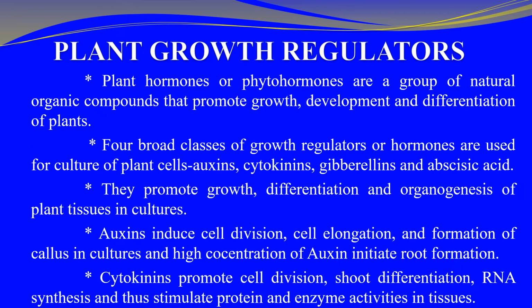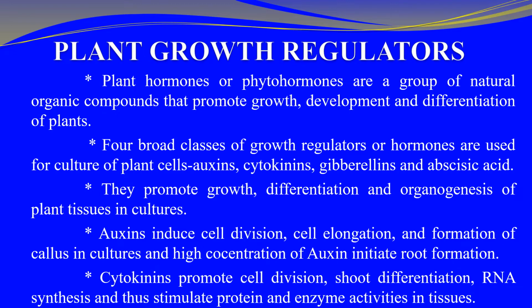Next one is plant growth regulators. The plant growth regulators, or phytohormones, are important to promote the growth, development and differentiation of plants. There are four broad classes of growth regulators: one is auxin, second cytokinin, third gibberellins, and fourth abscisic acid. What are the main functions of plant growth regulators? First, they promote the growth, differentiation and organogenesis of plant tissue cultures. Next, the functions of the four growth regulators.